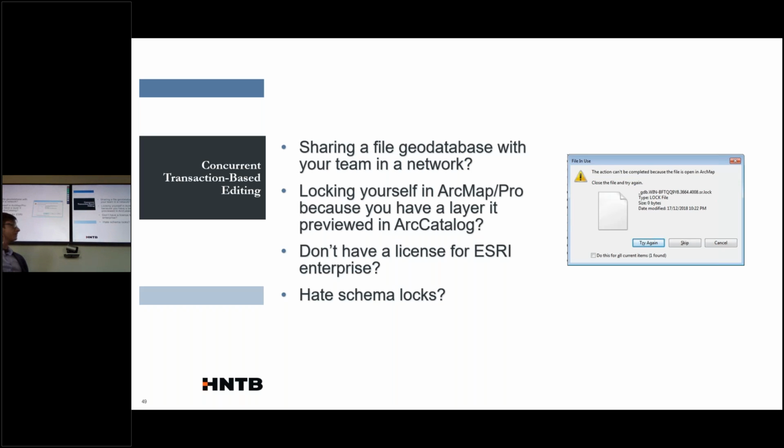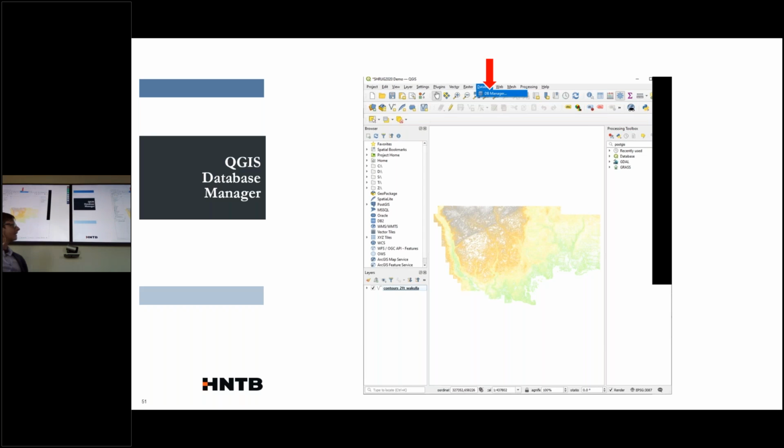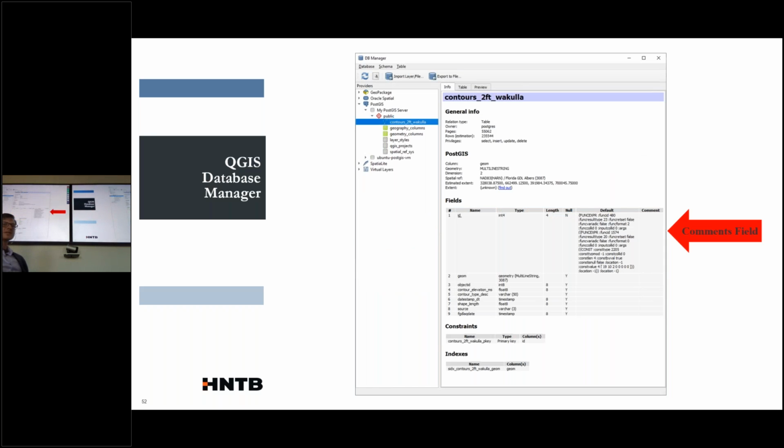Schema locks are really annoying. The awesome thing about this is that QGIS and PostGIS, when you work with them together, support concurrent multi-user editing right out of the box. You can add your whole team and edit the same layer together. Transaction-based editing means that you won't have schema locks or anything like that.